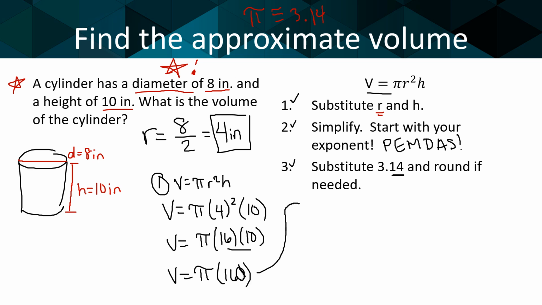We need to now follow step 3. Here, let me write this in here. This was step 2. Here is step 3. We need to substitute 3.14 for pi, and round if needed. All right, so my next step is going to look like this. Volume equals 3.14 times 160. Now, you guys know I'm good at math, but I'm not that good at math.